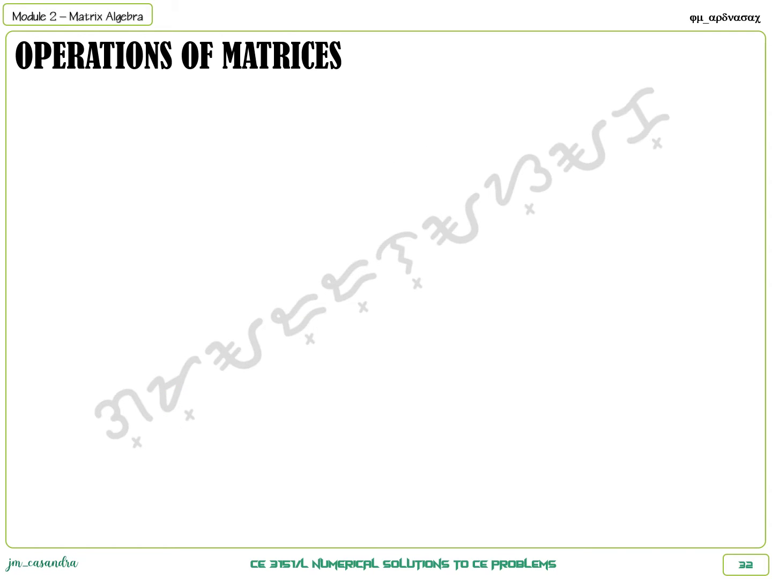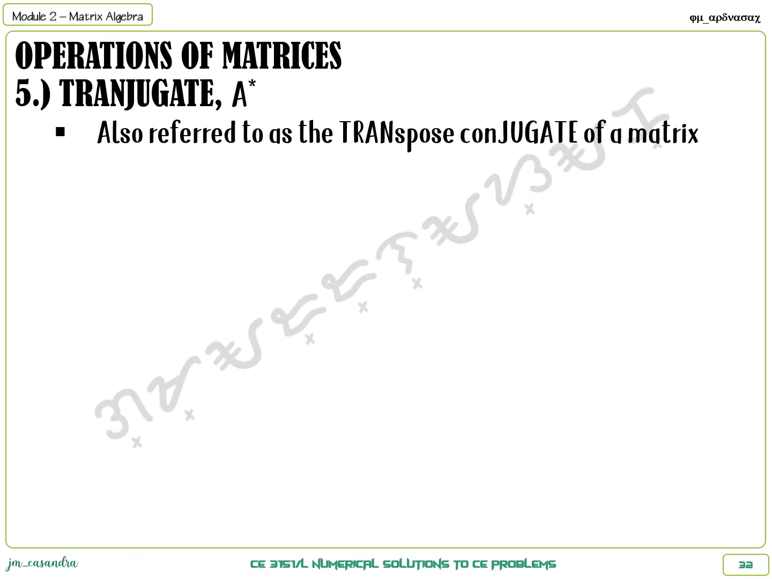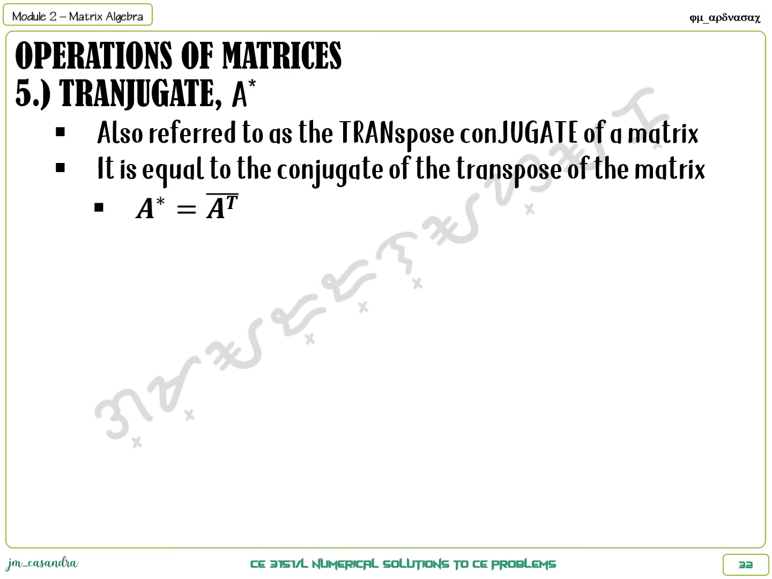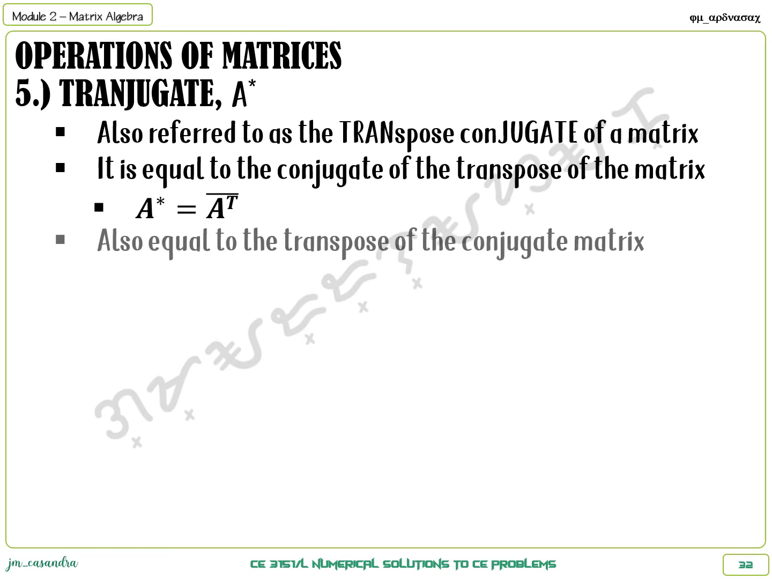Another operation we apply on matrices is what we call the tranjugate, which is denoted by the name of the matrix and an asterisk beside it. The tranjugate is also referred to as your transpose conjugate or conjugate of a transpose. This means that you have to take first the transpose of the matrix and then apply the conjugate. Or it is also equal to the transpose of the conjugate matrix, wherein you take first the conjugate before transposing it. So either way, you will have the same answer.